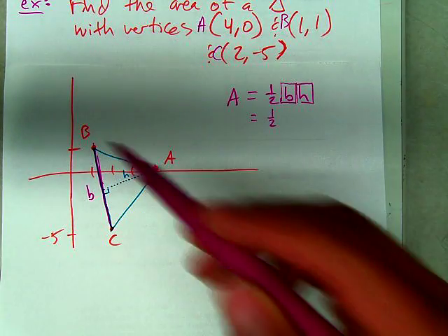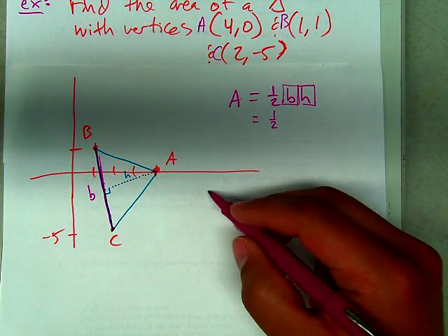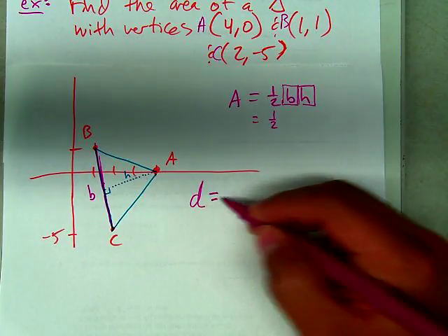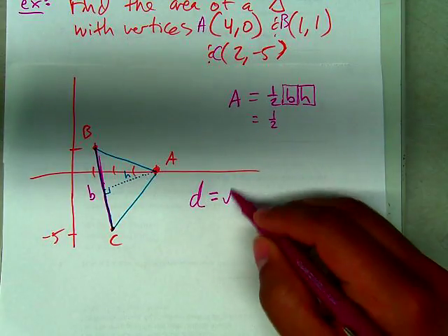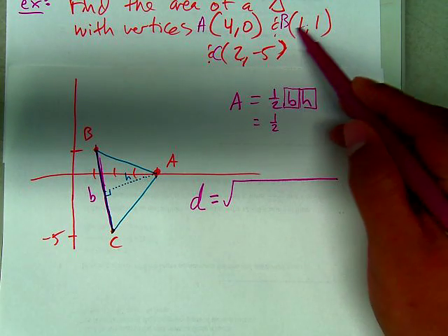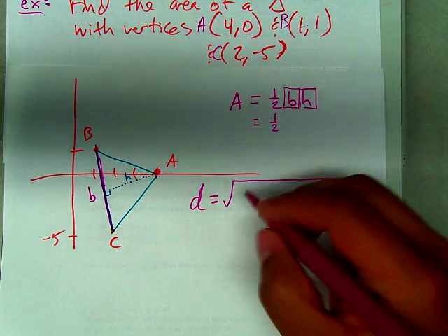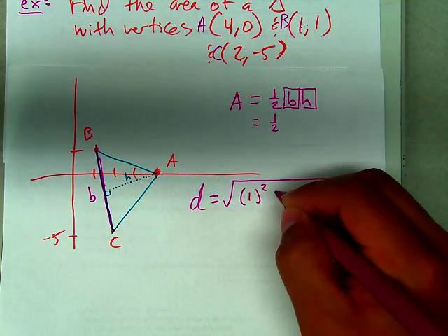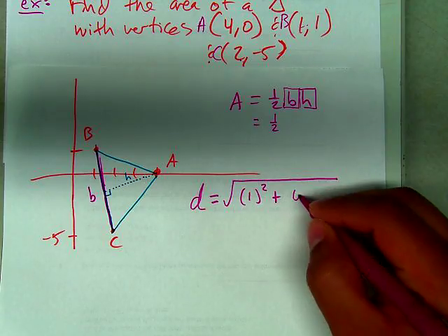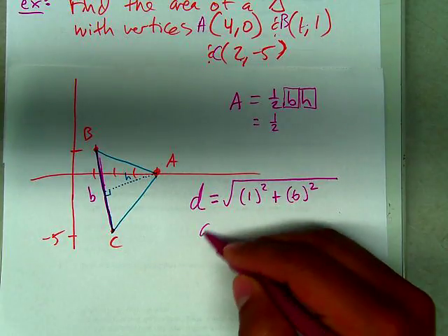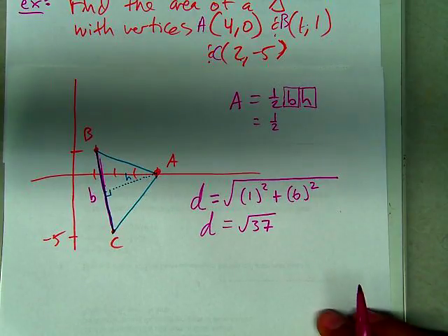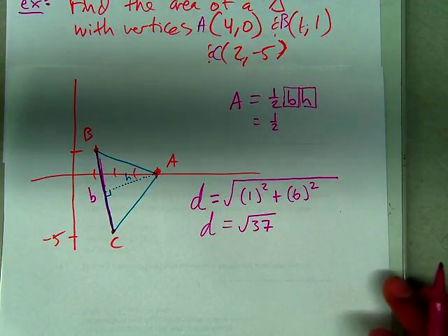Yes. Okay, let's do that. We need to use the distance formula. Not the new one, but the old one, right? So that'll be the square root of... I'm going from B to C. So it's the difference in x, which is 1 squared, plus the difference in y, which is going to be 6 squared. So the distance is root 37. All right, so now we have half times root 37 times something for the height.